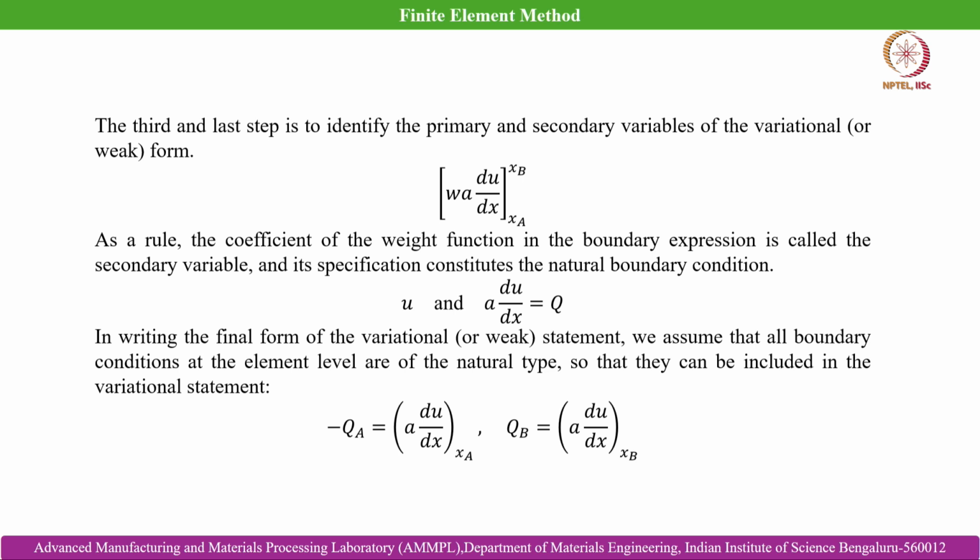The third and last step is to identify the primary and secondary variables of the variational weak form. Here w a du/dx from x_a to x_b, as a rule the coefficient of the weight function in the boundary expression is called the secondary variable, and its specification constitutes the natural boundary condition. Here a du/dx is identified as Q, the secondary variable, and u is the primary variable. In writing the final form of the variational, that is weak, statement, we assume that all boundary conditions at the element level are of the natural type.